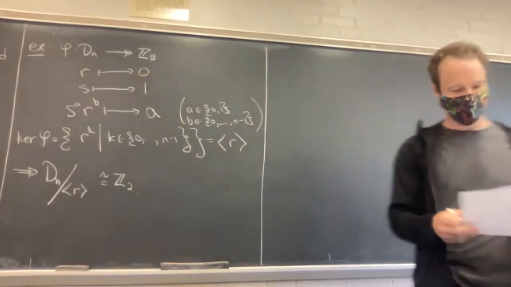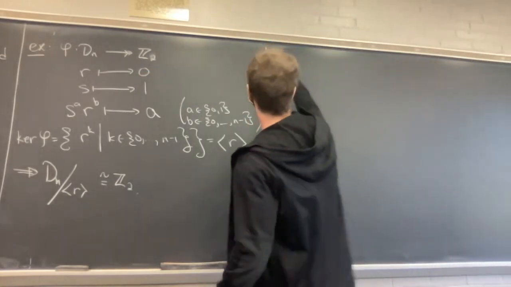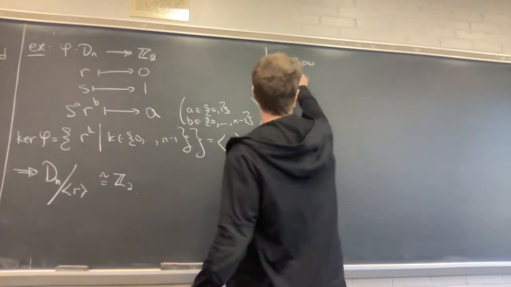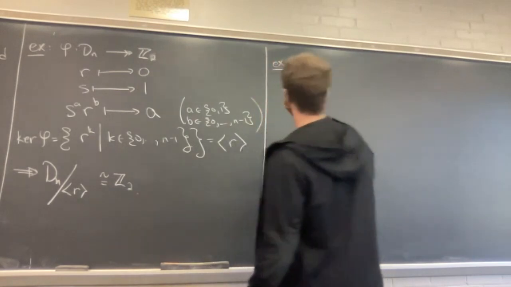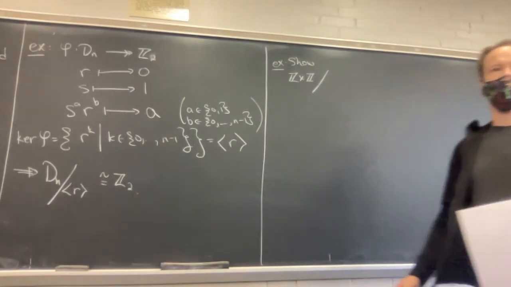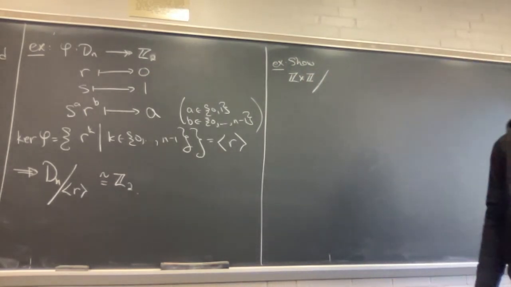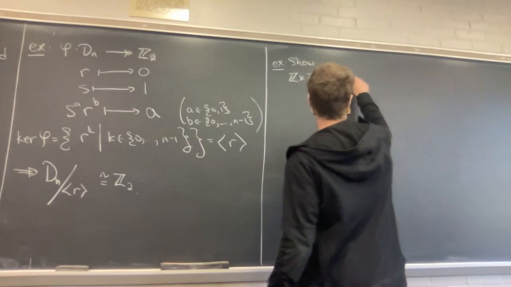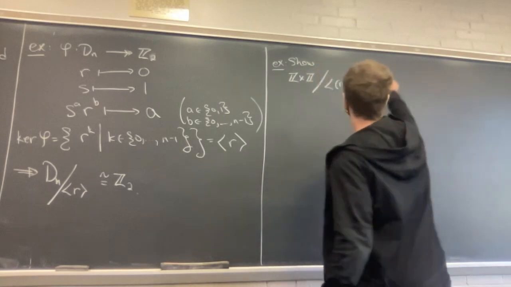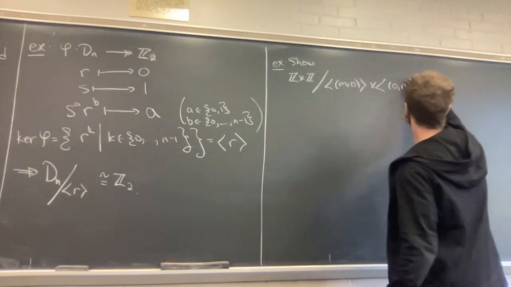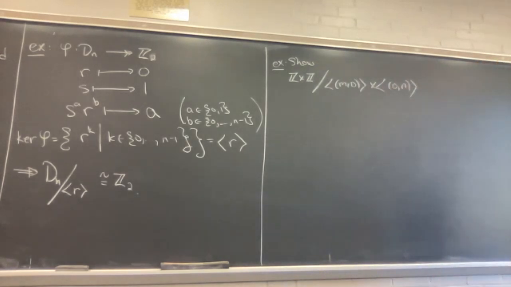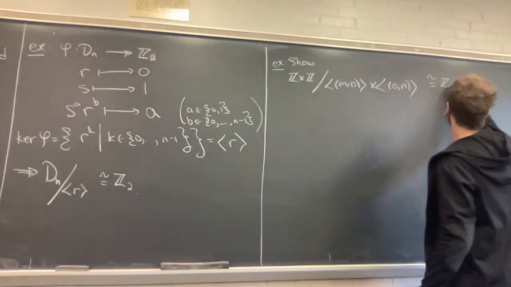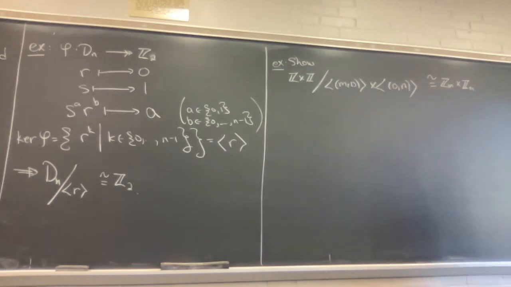Okay, so let's look at this example. We want to show Z cross Z mod the following. It's not really a cyclic subgroup, but it's like a product of cyclic subgroups like this. So it's going to be the cyclic subgroup generated by (m, 0) cross the cyclic subgroup generated by (0, n). So we want to show that that is isomorphic to Zm cross Zn.